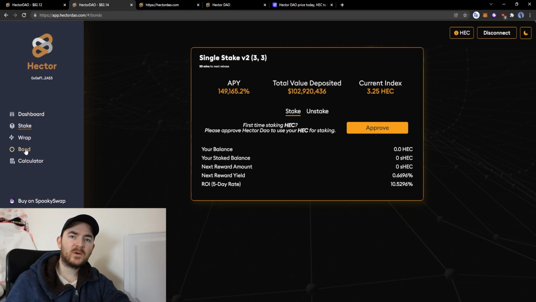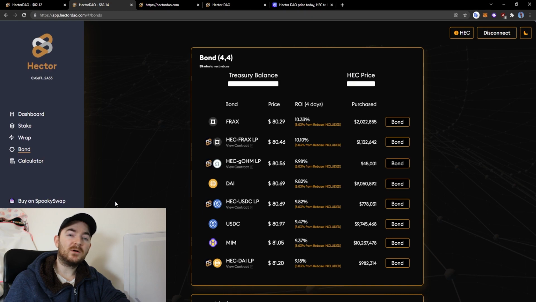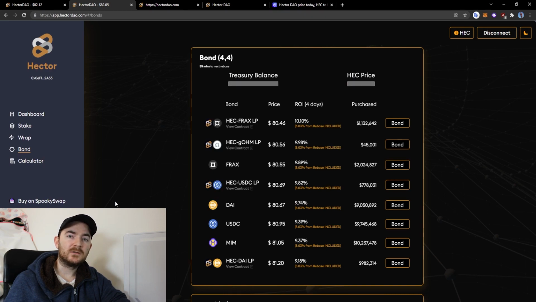Bonding is one of the ways that Hector DAO generates profits. Bonds work exactly how regular bonds work in the real world.